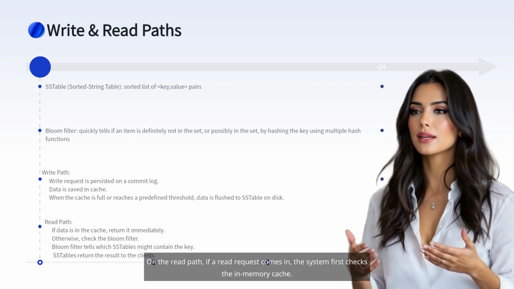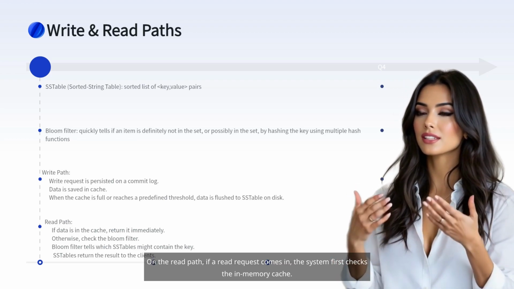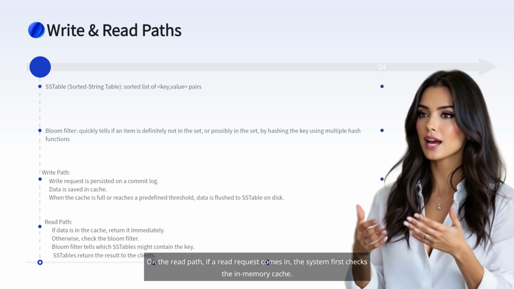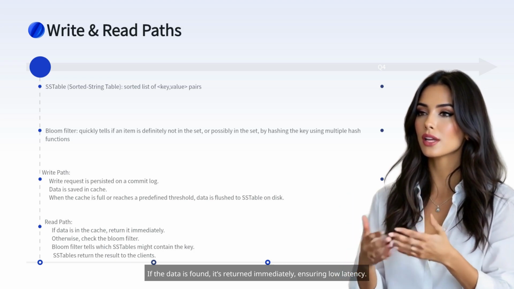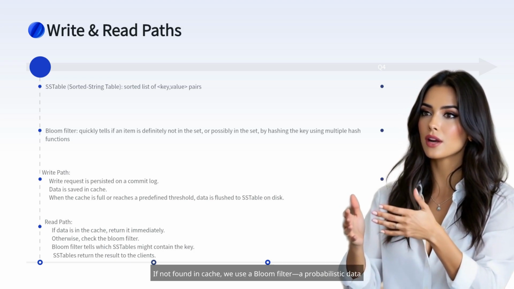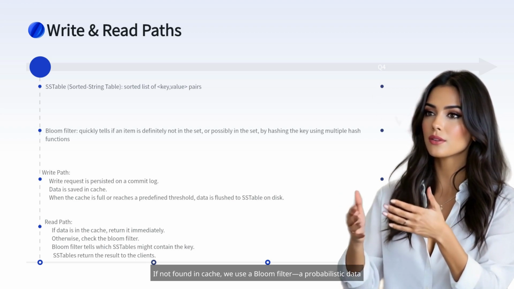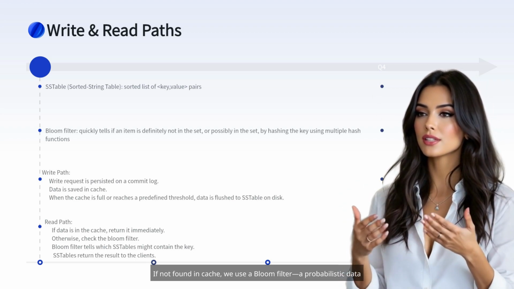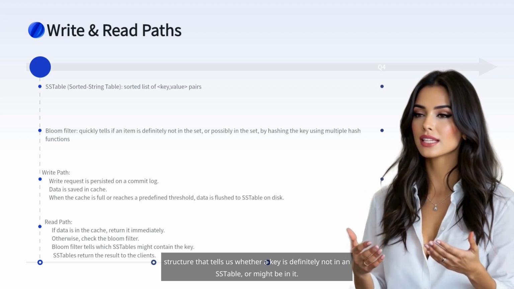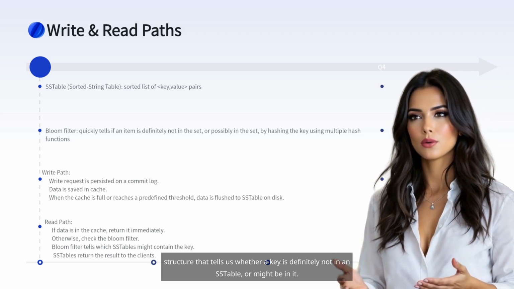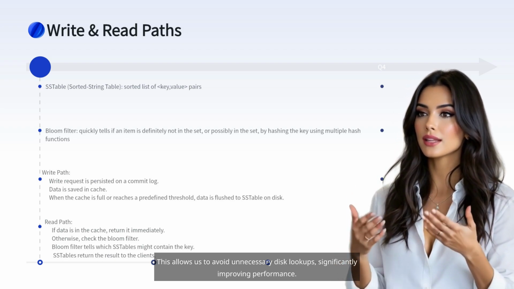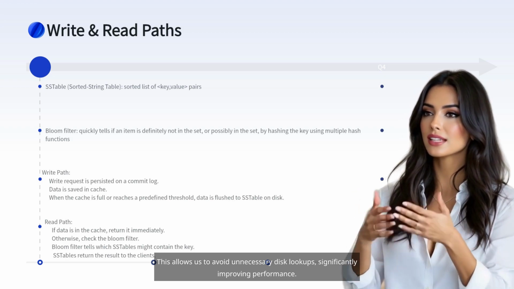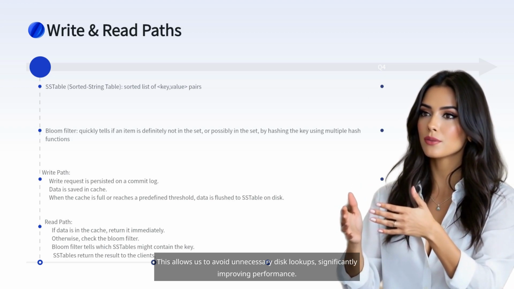On the read path, if a read request comes in, the system first checks the in-memory cache. If the data is found, it's returned immediately, ensuring low latency. If not found in cache, we use a Bloom filter, a probabilistic data structure that tells us whether a key is definitely not in an SSTable or might be in it. This allows us to avoid unnecessary disk lookups, significantly improving performance.